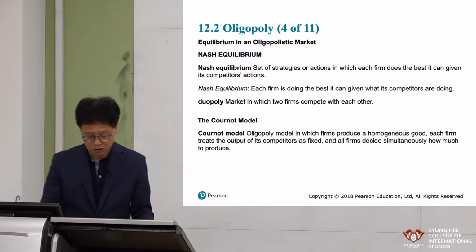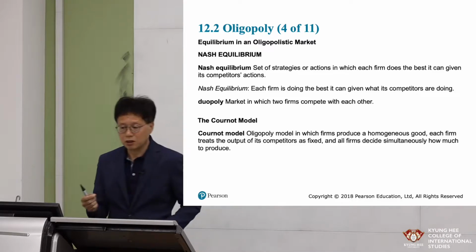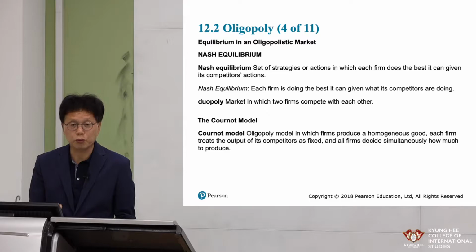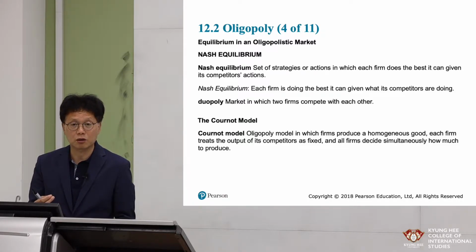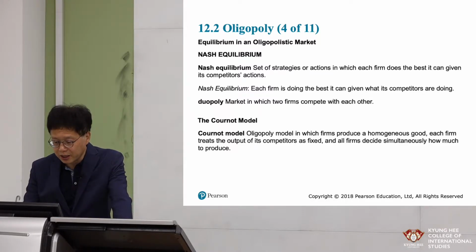Okay? So anyway, we studied oligopoly, right? So the simplistic version of oligopoly is duopoly. Duo means two, right? Only two firms exist. That is a special type of oligopoly market, a simplistic oligopoly market. Duopoly is the market in which two firms compete with each other.